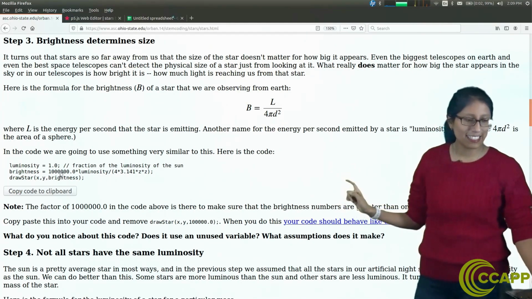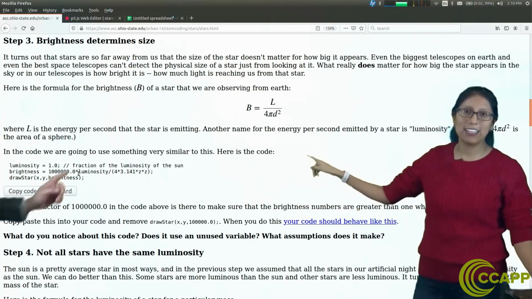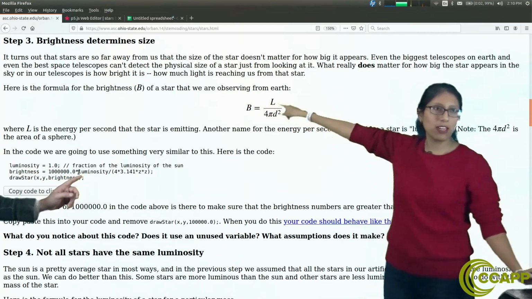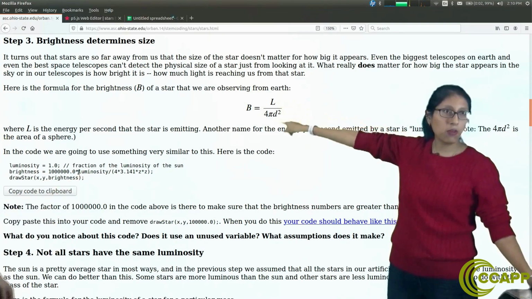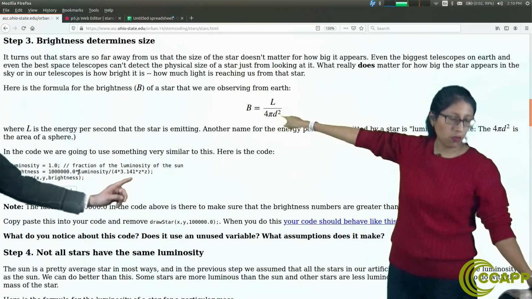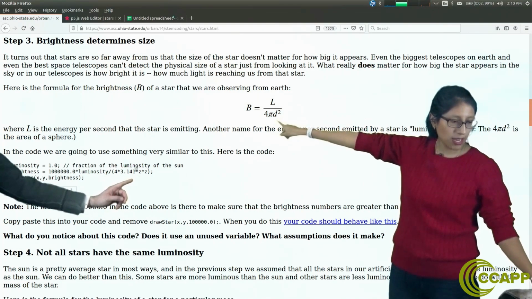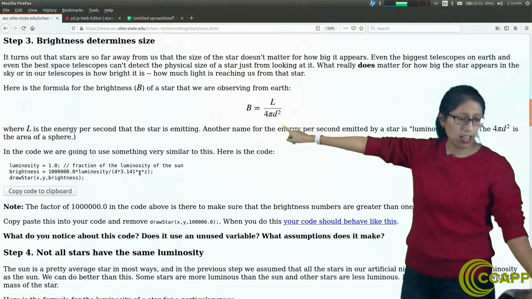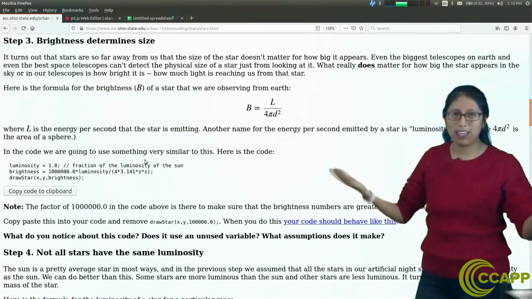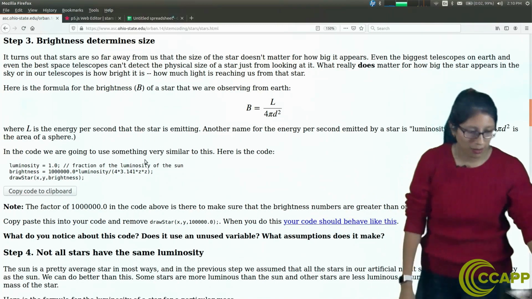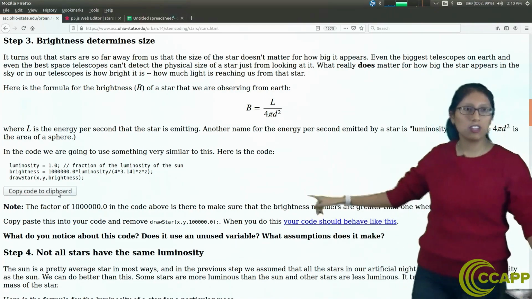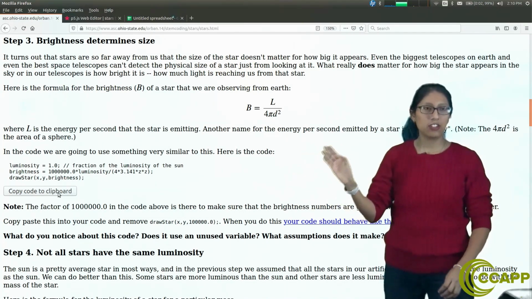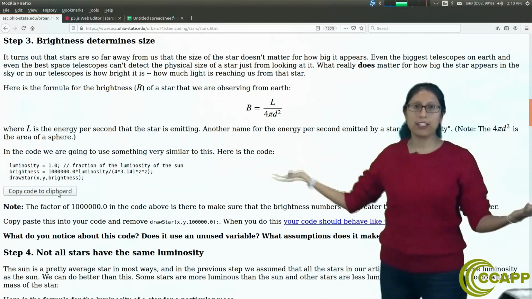What's important is that we're writing in the equation, so luminosity, which is the numerator right here, divided by 4 times 3.141, which is pi. And we have z times z, which is equal to our distance squared. We just have z, we just called our distance z in the code. And we're going to draw it. So at the last line, we have draw and our x position, our y position, and our brightness.